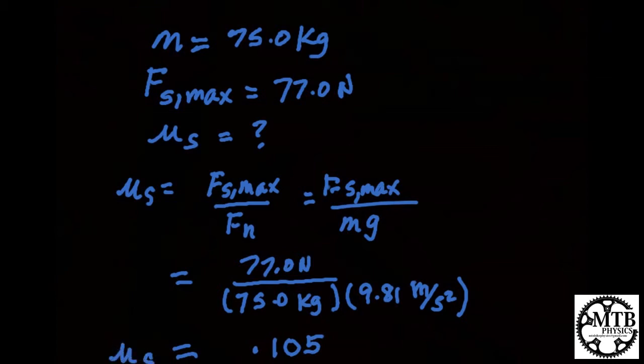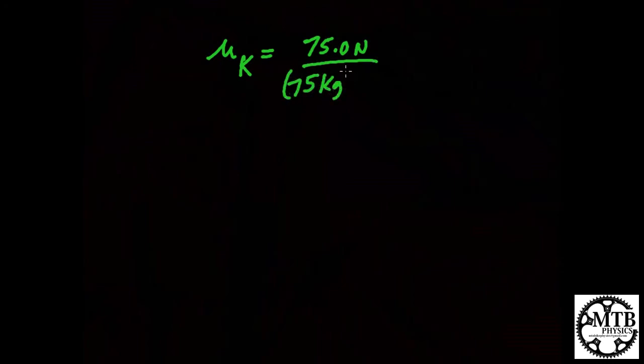Now the coefficient of kinetic friction. The coefficient of kinetic friction is the ratio of the force of kinetic friction to the normal force. So 75.0 newtons now divided by the mass of 75 kilograms times acceleration due to gravity, 9.81 meters per second squared. The coefficient of kinetic friction is 0.102.